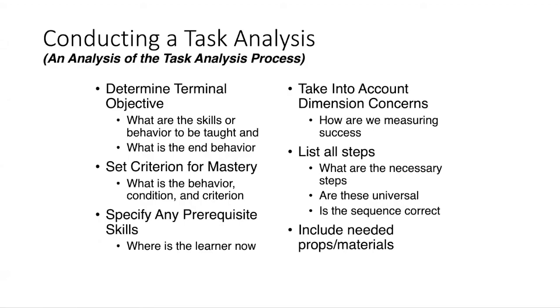Specify any prerequisite skills that are needed, right? What skills are in that learner's repertoire at the time? You need to take into account dimensional concerns. So how are we measuring success? If we think about criterion and dimensions, if a student can make a peanut butter and jelly sandwich, but it takes them an hour, that's not very fluent behavior, right? We don't need to take that long to do stuff. So how are we measuring success and what are the conditions for mastery?